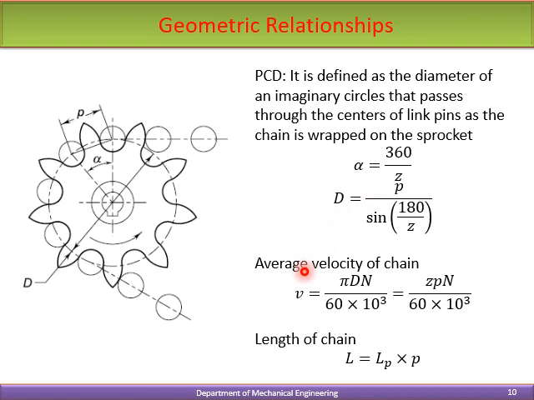Then this is the equation for average velocity of the chain. V is equal to pi D N by 60 into 10 raised to 3. This you can replace by pi D by Z into P, where P is the pitch and Z is the number of teeth. Then the length of the chain that you can find by L is equal to Ln into P, where L is the length of the chain, Ln is the number of links in the chain, and P is the pitch.